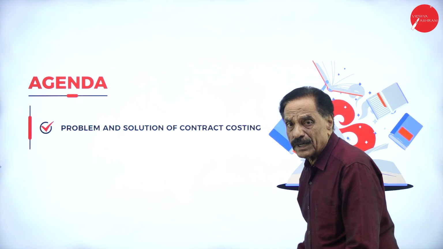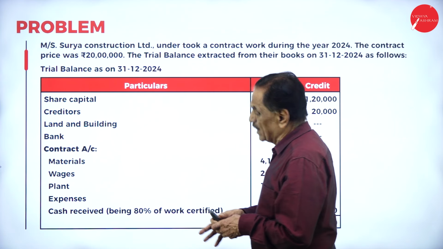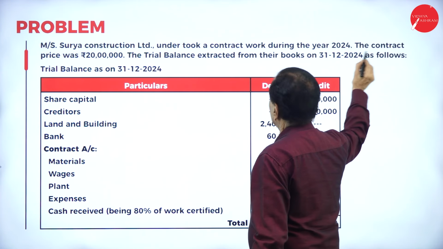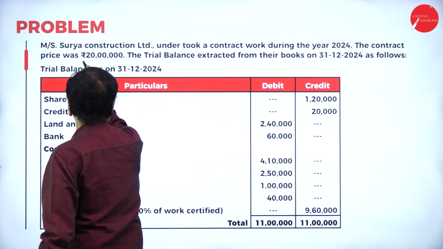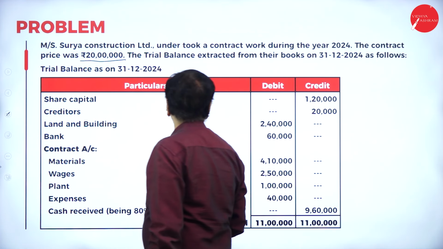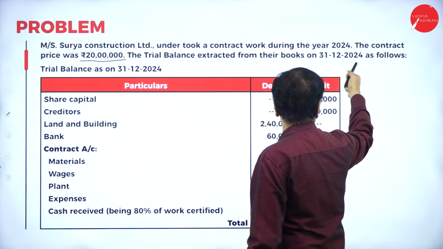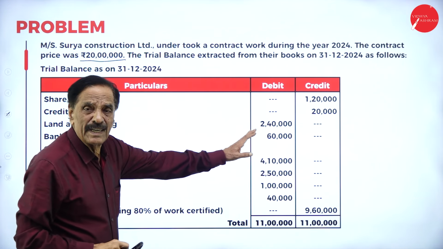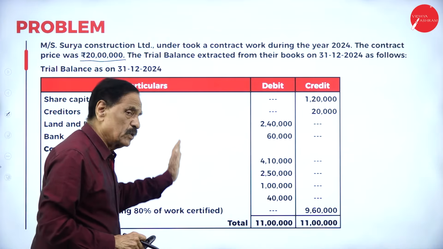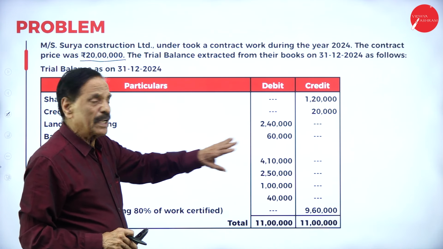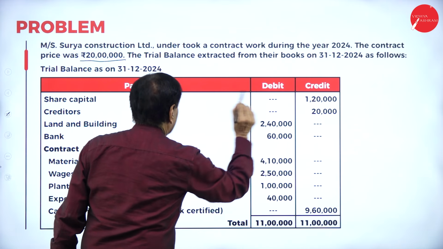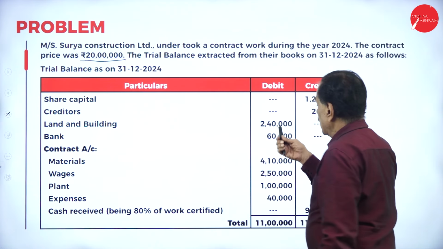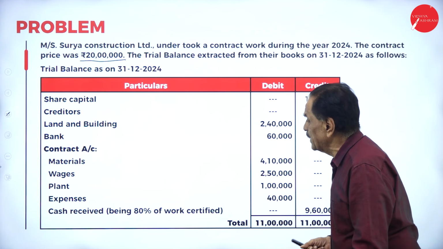Problems and solution of contract costing. Surya Construction Limited undertook a contract work during the year. The contract price was 20 lakh. The trial balance extracted from their books on 31st was as follows. Trial balance: you have got a debit side and the credit side. Debit side shows the asset, credit side shows the liability. Share capital 1,20,000, creditors 20,000. Building is an asset, cash at bank is an asset.